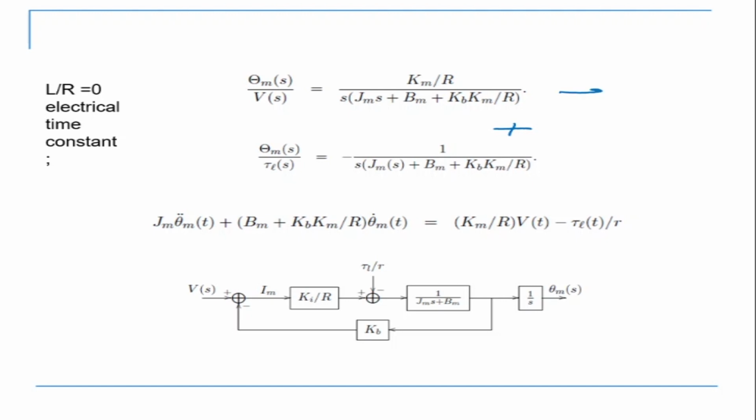Now we write our transfer functions, simplify them, and then combine this equation with this equation. So I combine this with this, and I get one equation here. On the left hand side we have the inertia components and the damping components, and here I can call this K into Vt minus tau L by R.